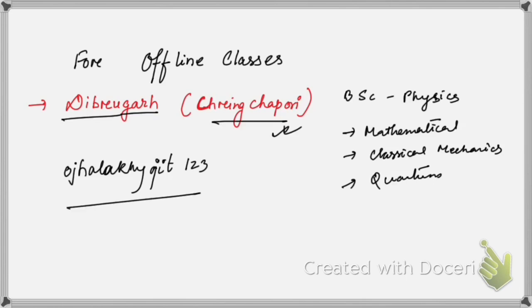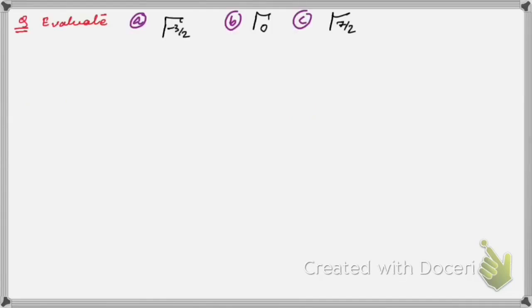So now let's start. First evaluate this. Okay, so now here you see, solution A. Here we have gamma of minus 3 by 2. Just let me write it here: gamma of minus 3 by 2.